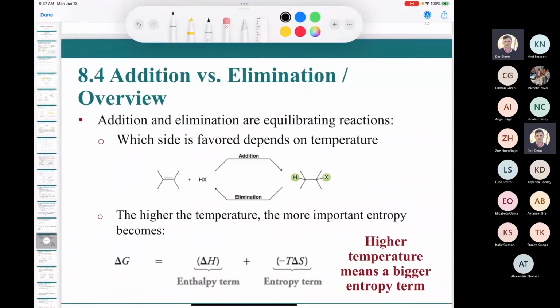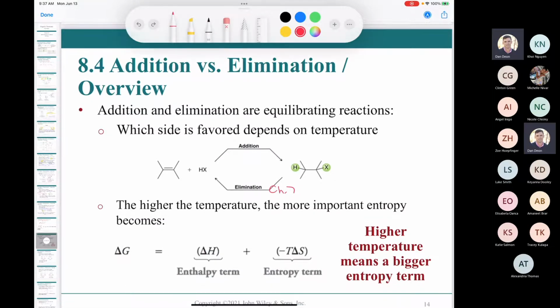Okay, so let's talk about elimination versus addition. In chapter 7, we talked exclusively about SN1, SN2, E1, and E2 reactions. So we looked at all kinds of elimination reactions where we could make an alkene. However, in this chapter, chapter 8, we're focusing on addition. And it says here that elimination and addition are actually equilibrating reactions, and which side is going to be favored will depend on temperature. Now, why would that be?